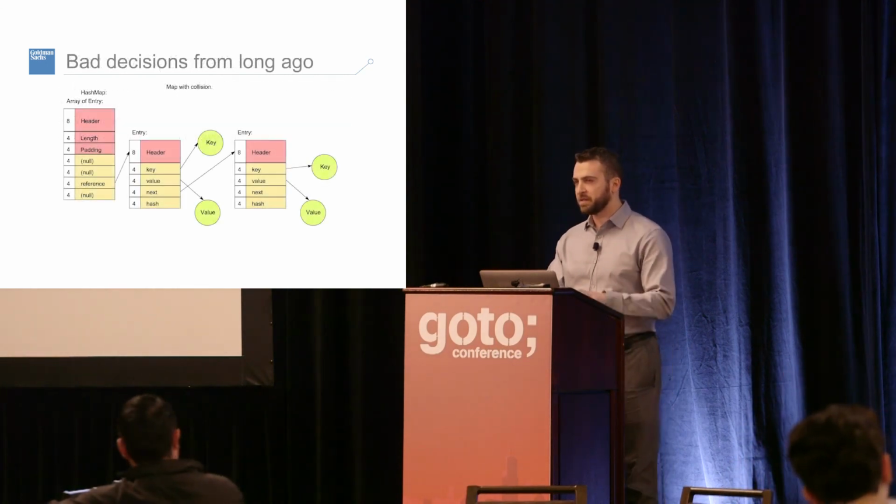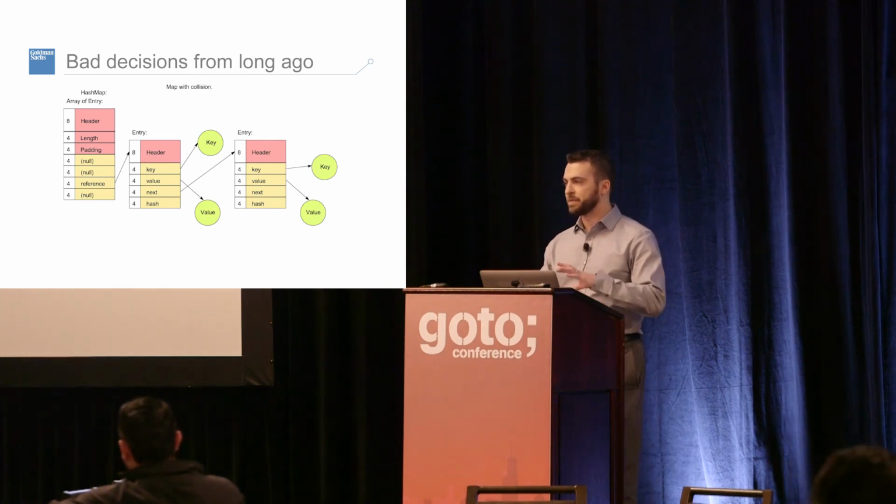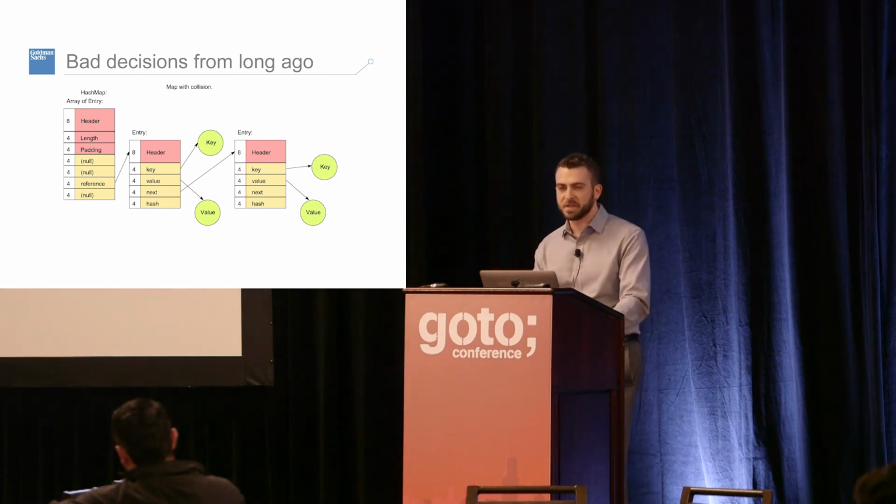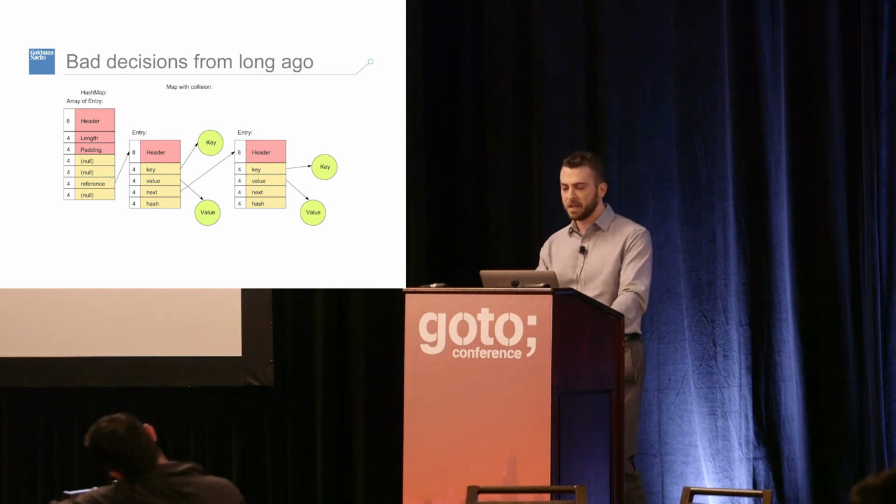This picture just shows the headers and stuff on each entry object, and if you do the math, it comes out to, this is a map, so it's the 2 times memory waste that I mentioned.